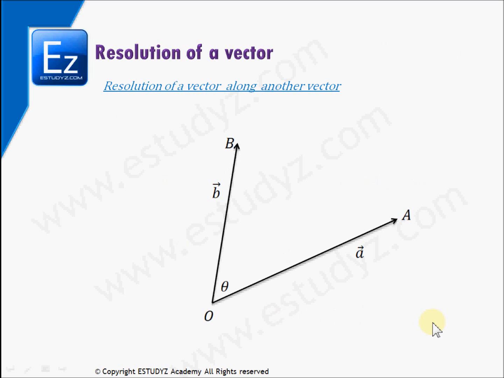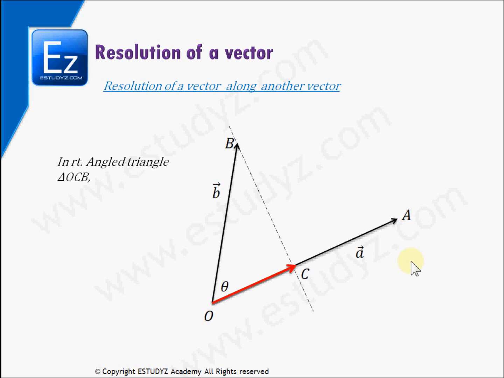For the resolution of a vector along another vector, we have to drop a perpendicular from the given vector to the vector along which we have to find the resolution. We can see two vectors, A and B vector. We'll find the resolution of B vector along A vector. After dropping the perpendicular, this OC vector, this red vector, is basically the component or the resolution of B vector along A vector.